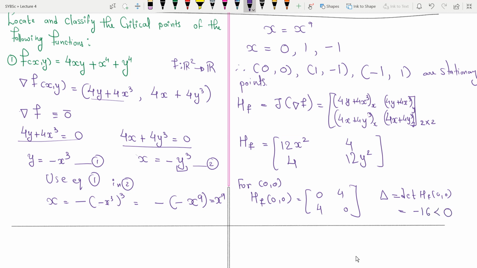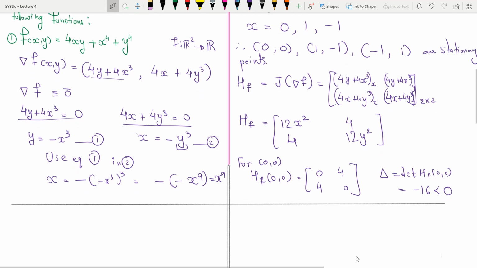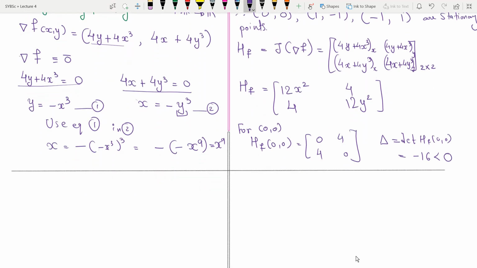So whenever this delta is less than 0, we are not worried about anything, because this implies that (0, 0) is a saddle point. Correct? It is a saddle point. So at that point, 0 comma 0 is a saddle point, meaning at that point my function is neither maximum nor minimum. It will give me some shape like a saddle at that point. Okay, so let me just go for the second, that is (1, -1).